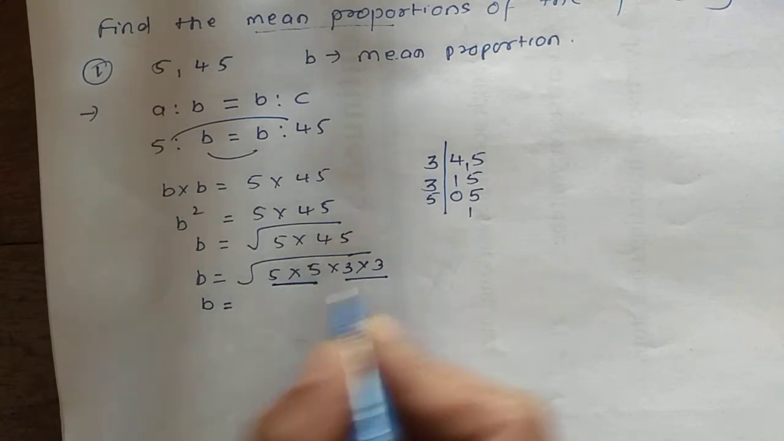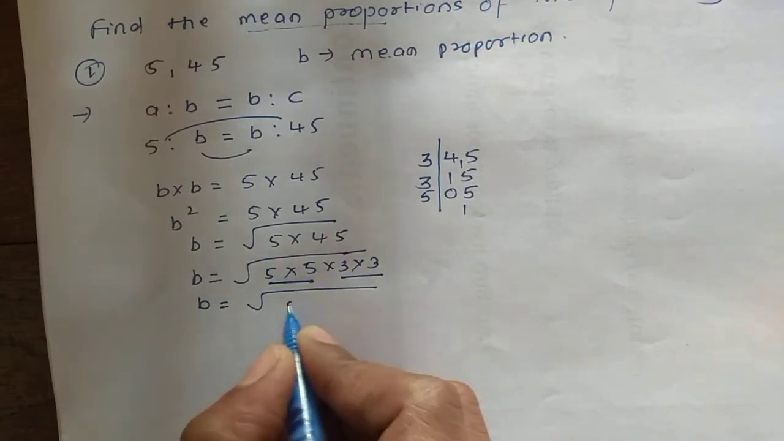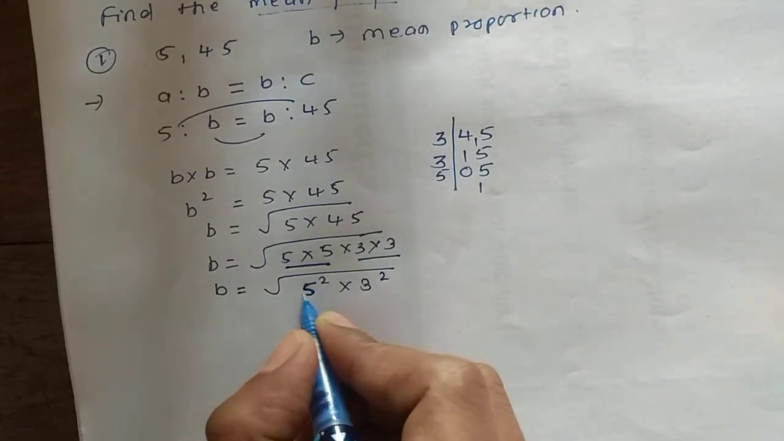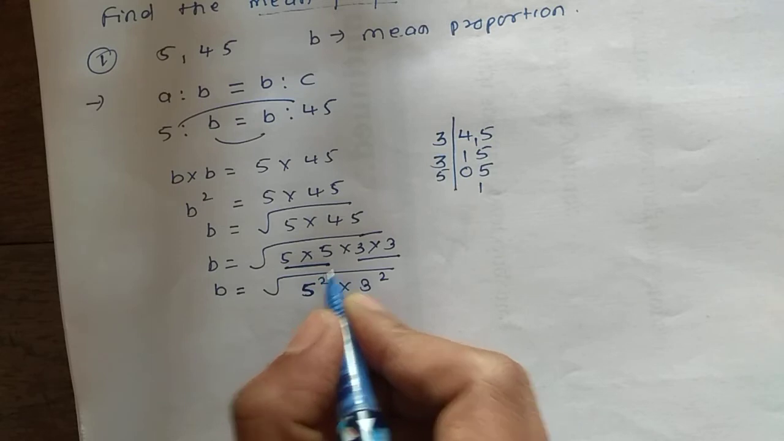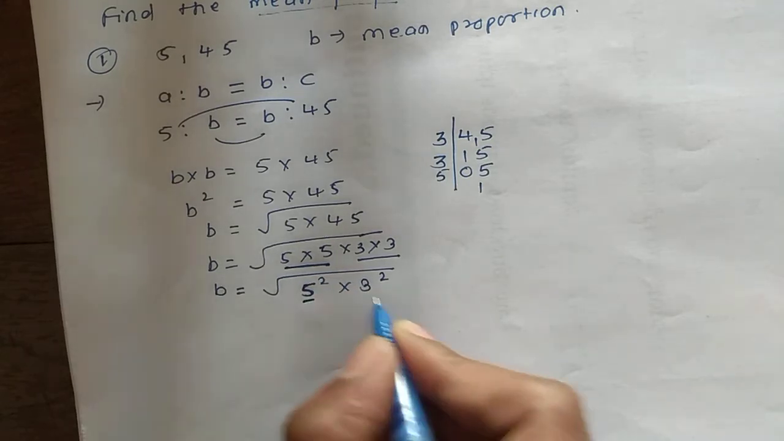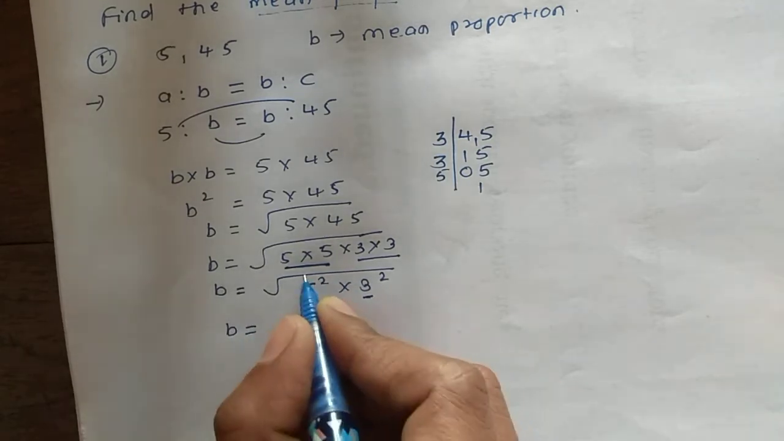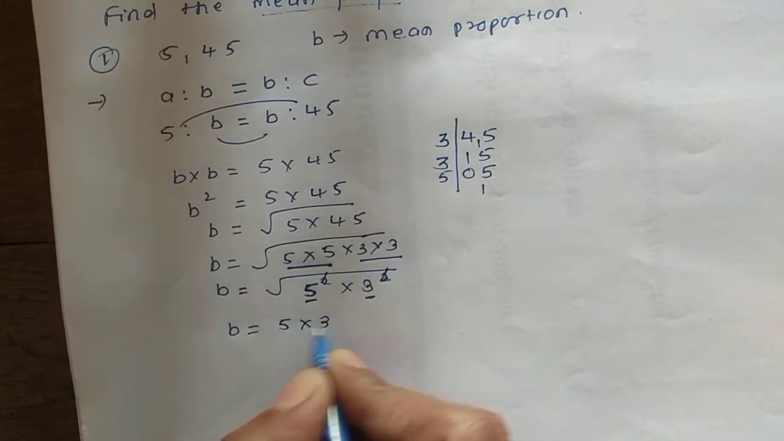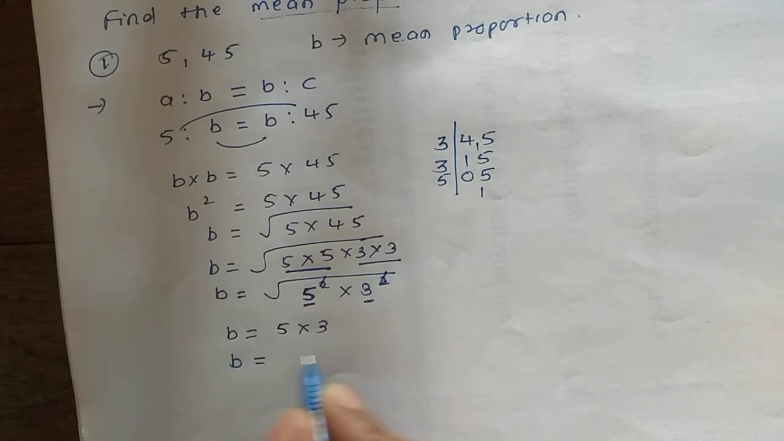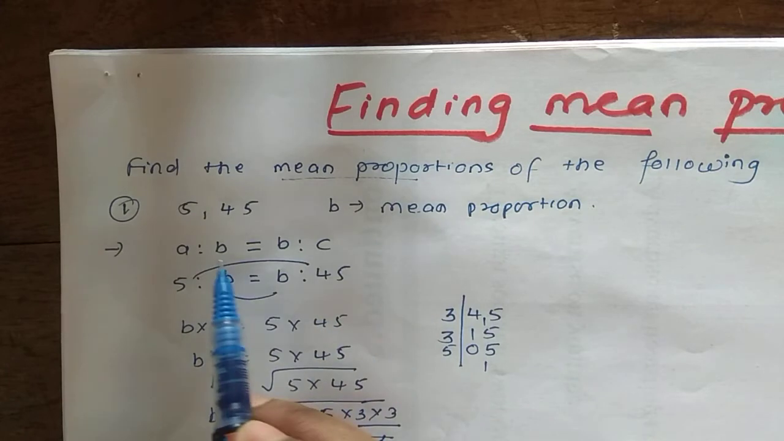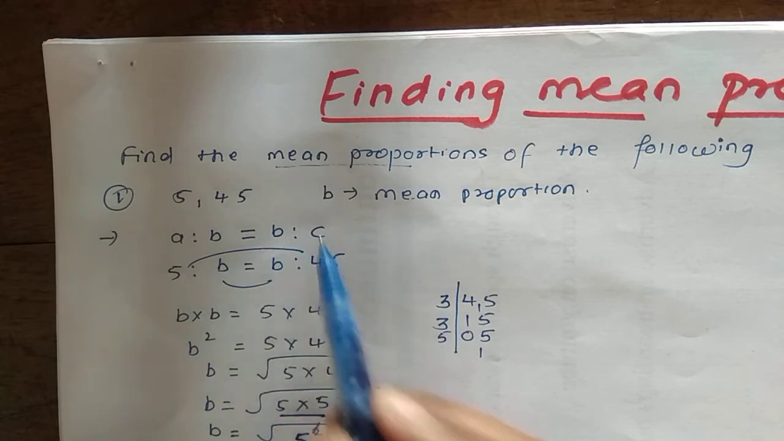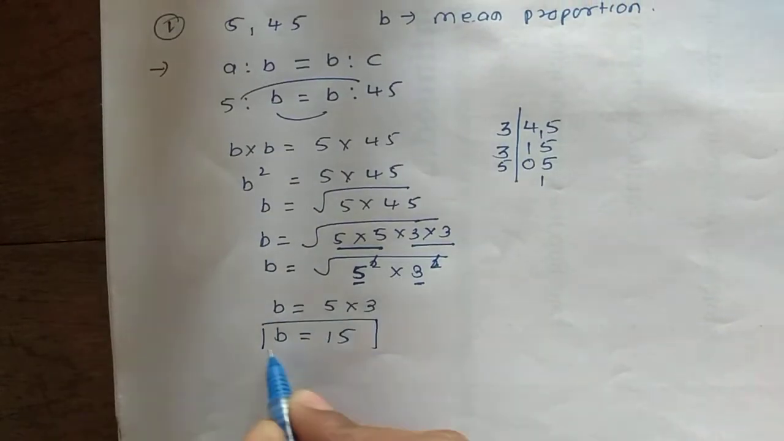When finding the square root, you should have the pairs like squares. 5 into 5 you can write as 5 square, 3 into 3 as 3 square. Whenever you have numbers in squares, the square and square root get cancelled and you remain with only the base. So you will have only 5 into 3. That is the mean proportion. The value of B is 5 3s are 15. So the mean proportion is: A is to 15 is in proportion with 15 is to 45. This is how you calculate the mean proportion.